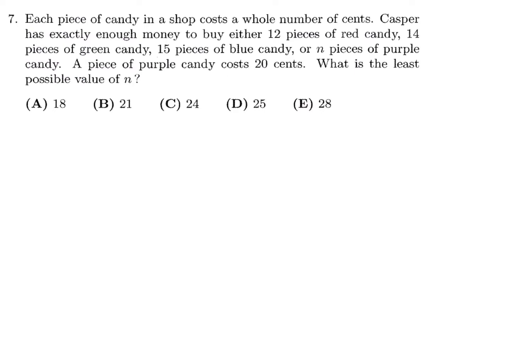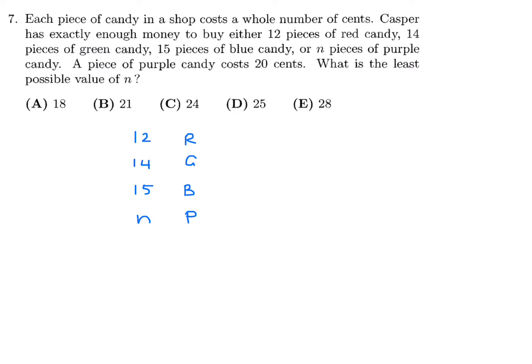Each piece of candy in a shop costs a whole number of cents. Casper has exactly enough money to buy either 12 pieces of red candy, 14 pieces of green candy, 15 pieces of blue candy, or n pieces of purple candy. A piece of purple candy costs 20 cents. What is the least possible value of n? So we have 12 of the red, 14 of the green, 15 of the blue, and n of the purple.